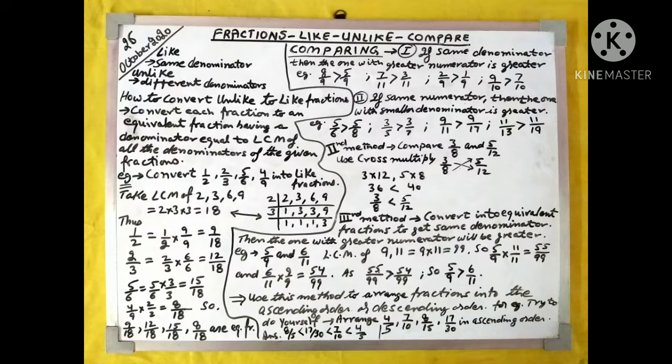See the first one, if we have the same denominator, then the one which has the greater numerator will be the greater of the two fractions. Second point is, if you have two fractions with same numerator, then the one with the smaller denominator will be the greater of the two.